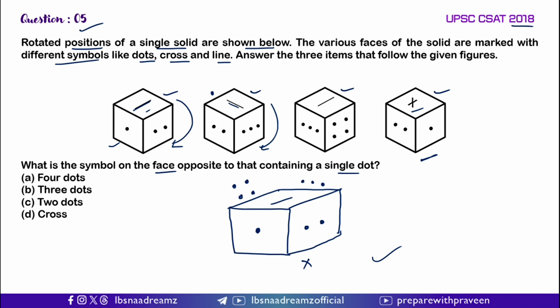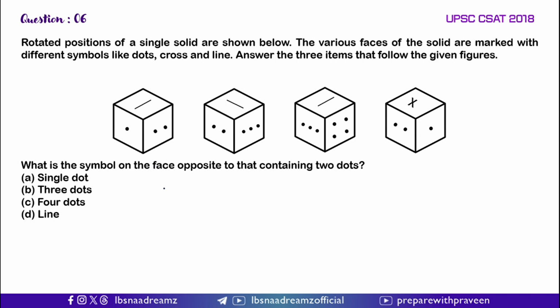Okay. So what is the symbol on the face opposite to that containing a single dot? So opposite to single dot we have 3 dots. So option B, let us check that. Yes, option B is the right answer. Okay. Now let us see the next question.